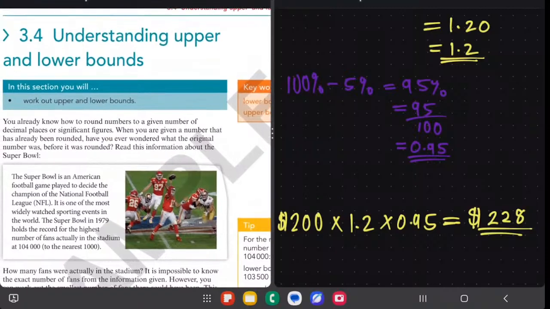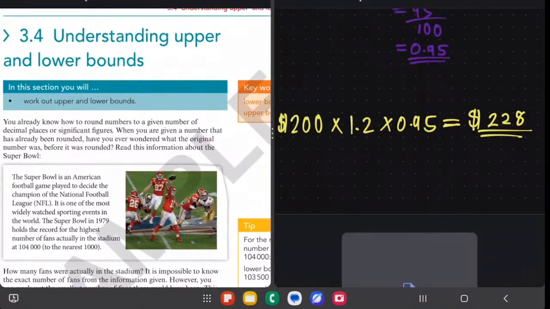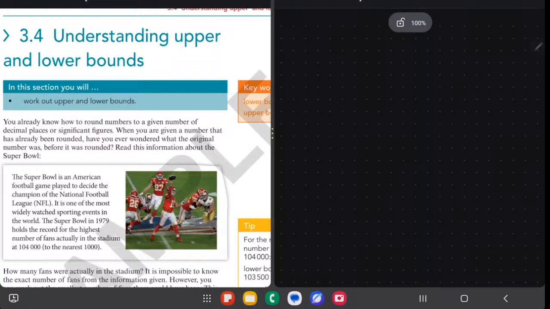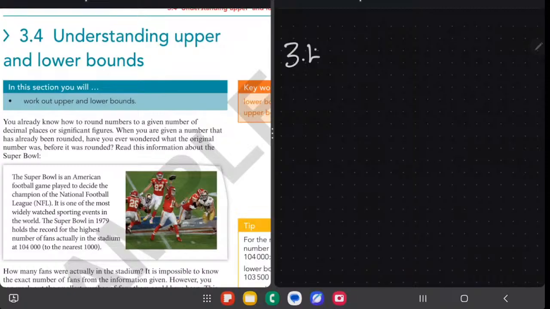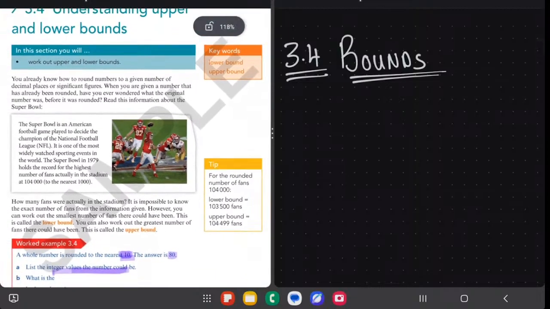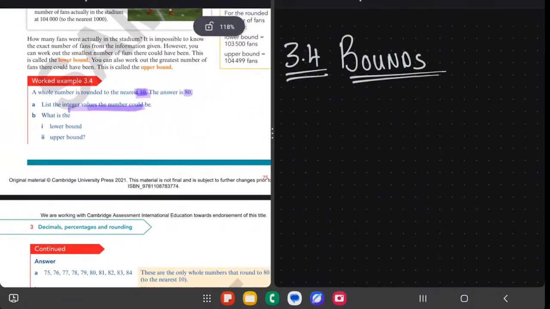All right. In terms of bounds, in the last 6 minutes, we did part 3.4. We saw that for percentages, the secret is start at 100. If it's an increase, you add. If it's a decrease, you subtract. 3.4 is now bounds. It's about bounds, the upper bound and the lower bound. So for bounds, the secret is not to start at 100%. No. The secret for this one is you look at what it's nearest to.